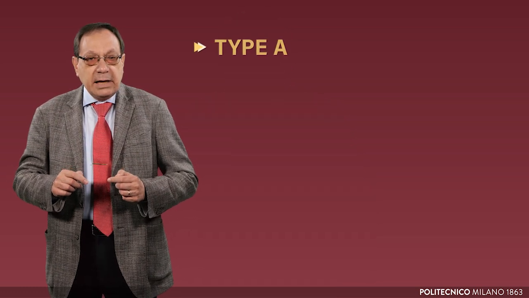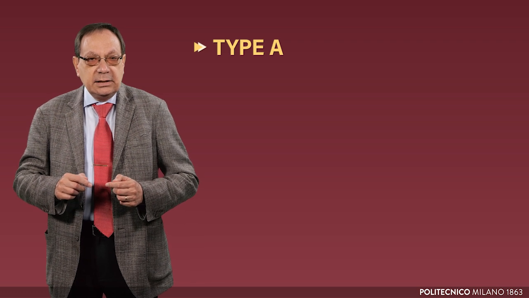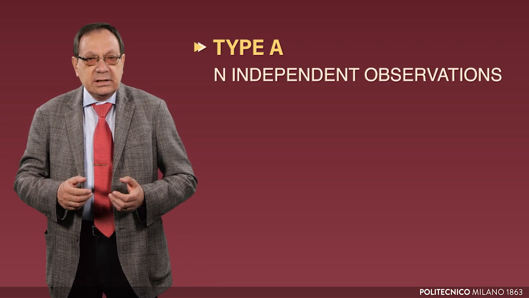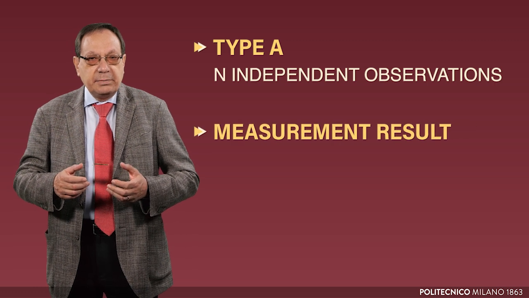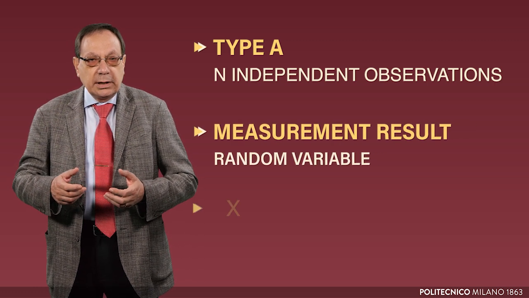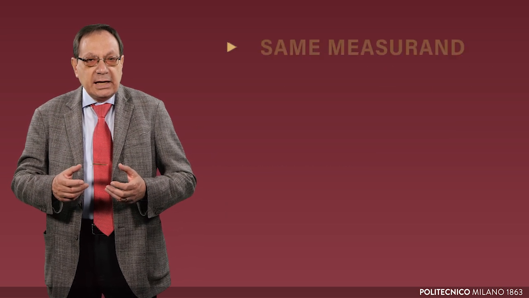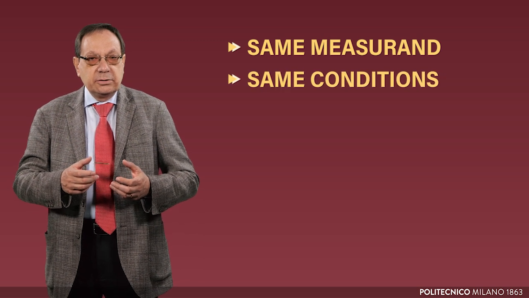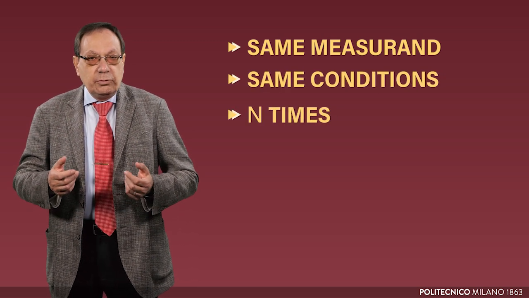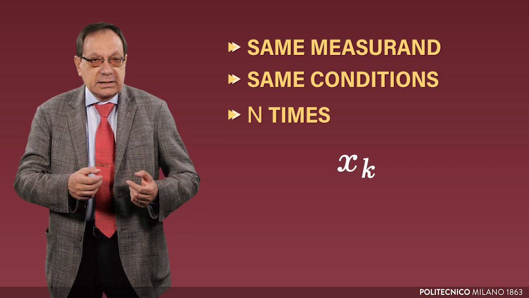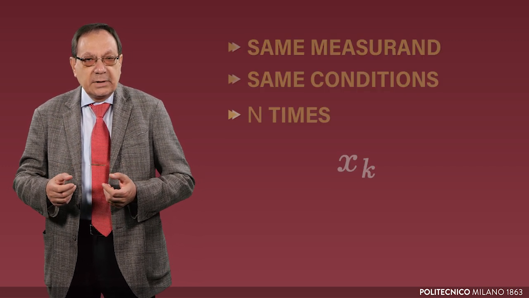For reasons related to the historical period in which the GUM was conceived, it was preferred to use generic names and definitions. In this lesson, we will analyze the Type A method, which is based on n independent observations. We have seen that a measurement result is represented by a random variable, which we will call capital X. Let's suppose we repeat the measurement of the same measurand under the same measurement conditions n times. We'll have n observations small xk of variable capital X.